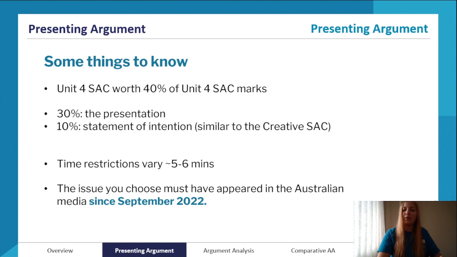So you'll have about 5 to 6 minutes time limit for this presentation. So it is not a very long task. Therefore, it is very easy to do well here and get good marks. And I really recommend putting a lot of effort into the SAC.